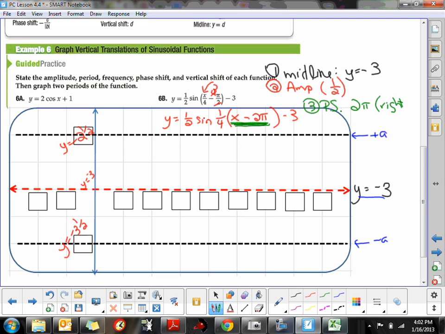So our graph is getting shoved 2 pi units to the right. And then from there, we're going to figure out what the period is, and how long our period has to be. So I want my start place, and then I want to know where I'm going to end it.